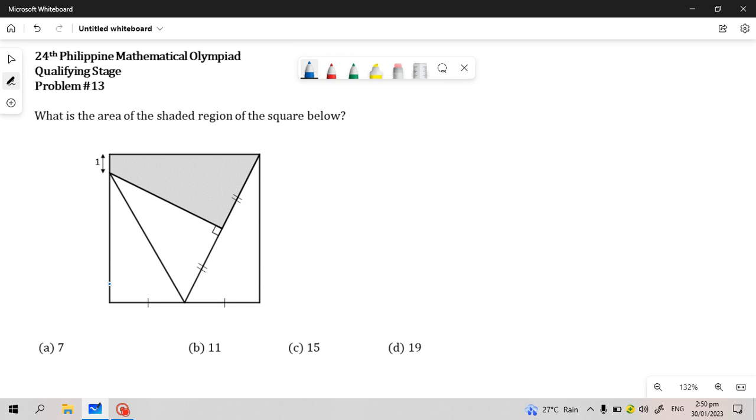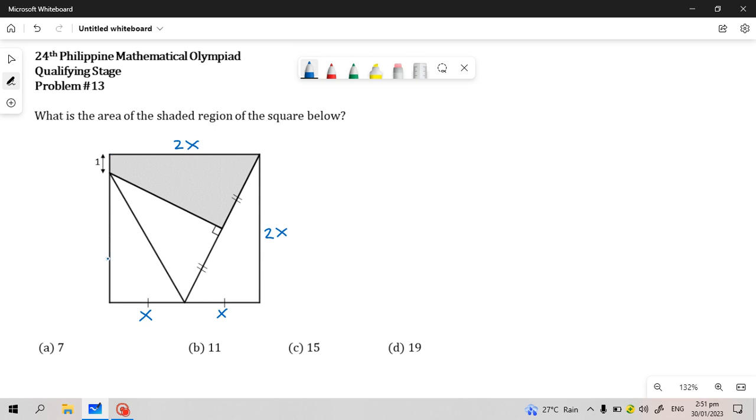Since this is a square and it is indicated that these two segments below are congruent, or equal in length, I'll label each of these segments x, meaning to say that the side of the square is 2x. So this side here is 2x. This side here is also 2x.